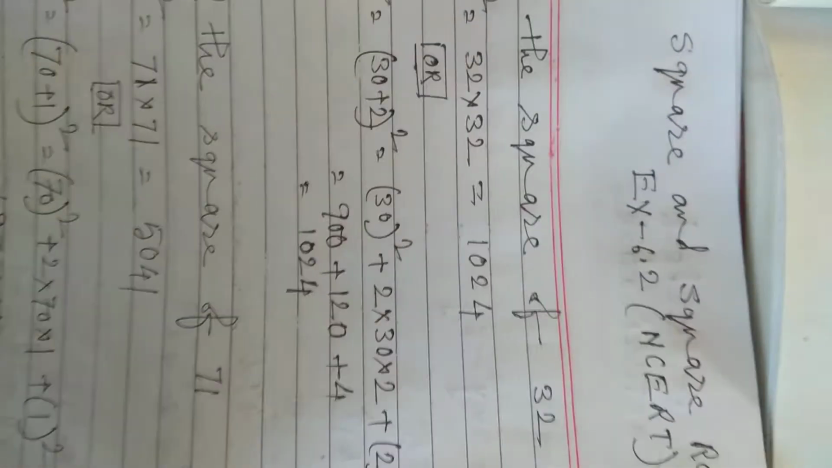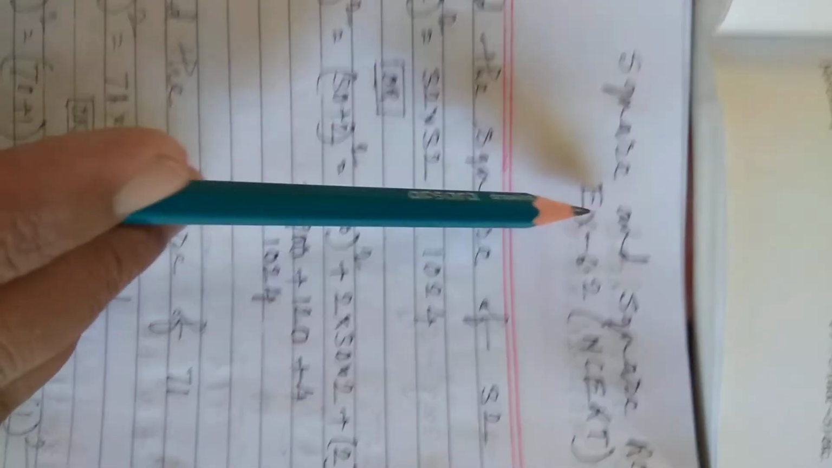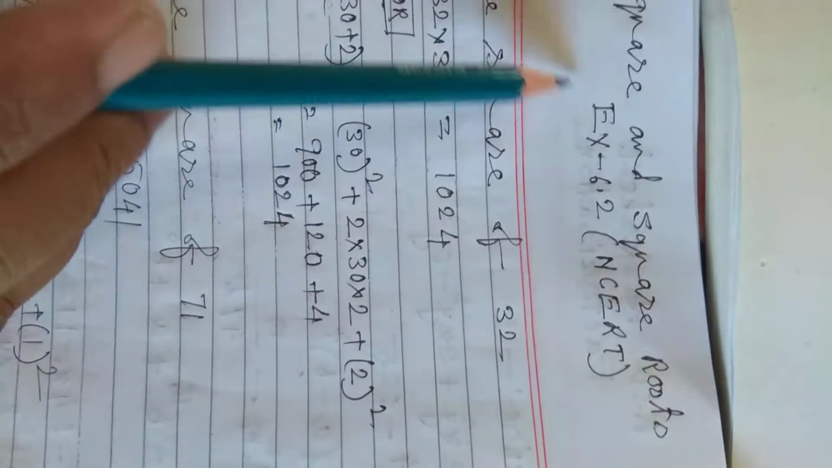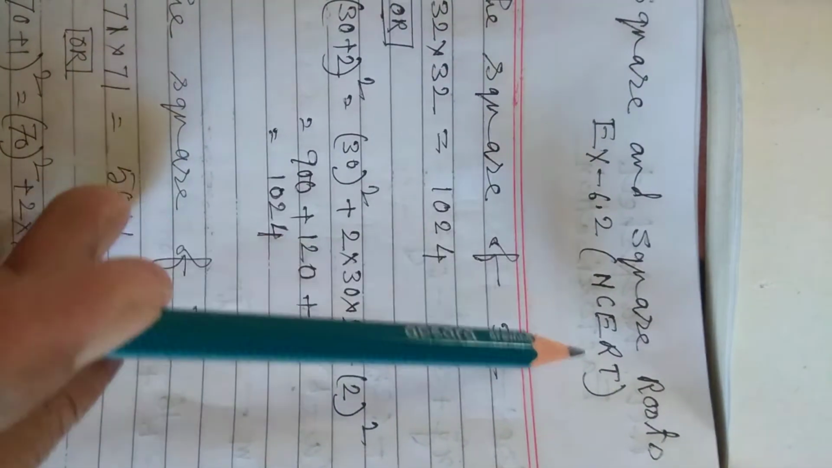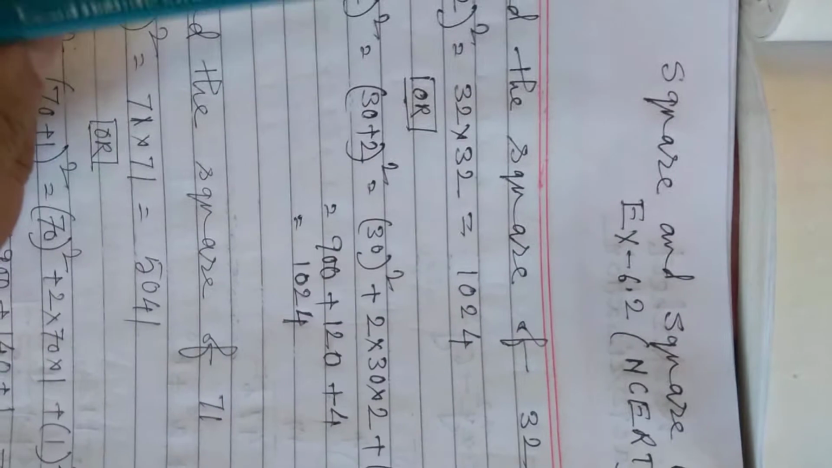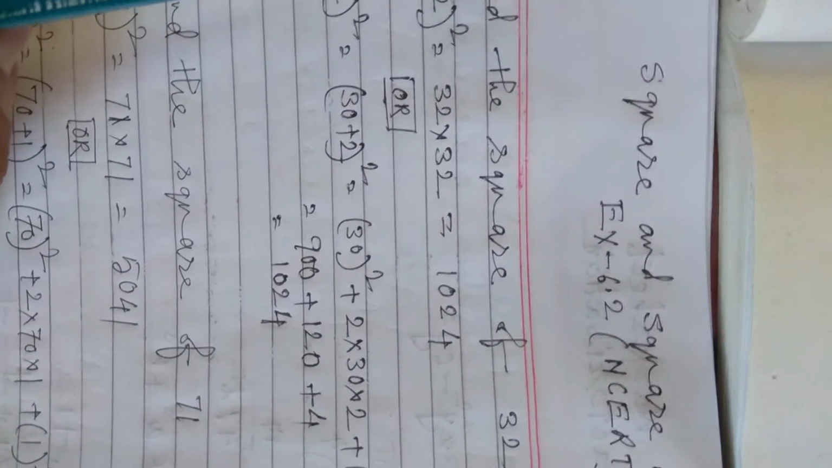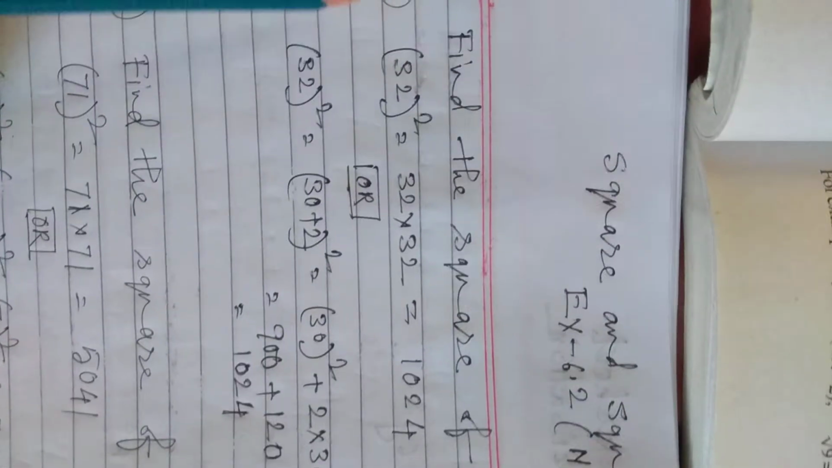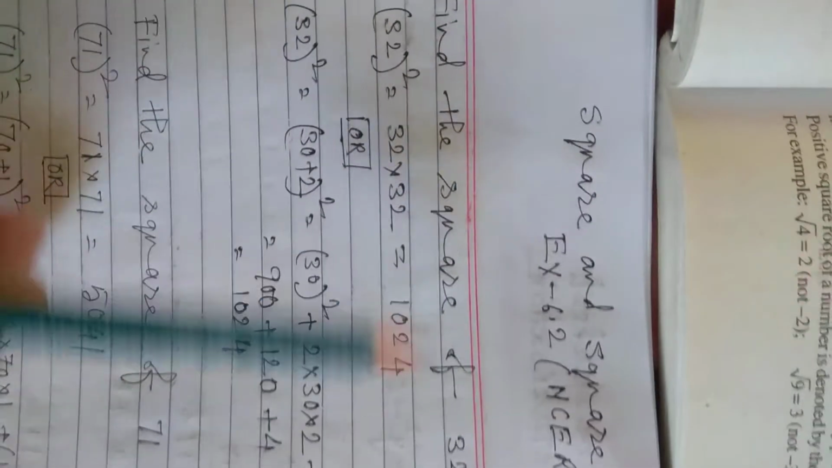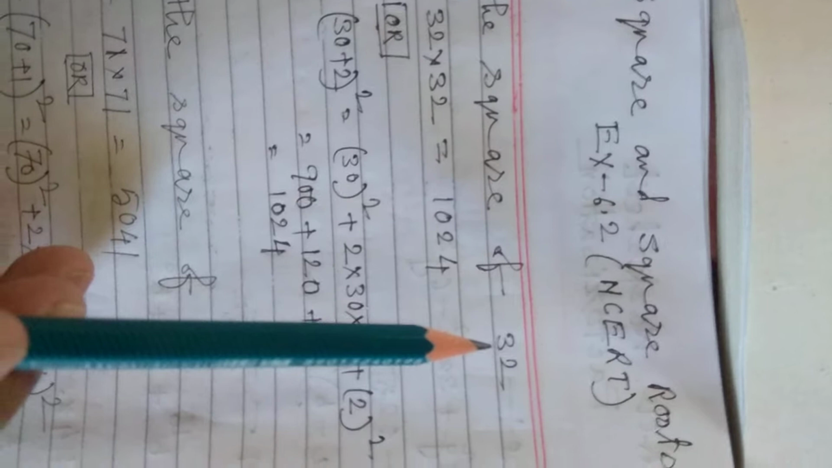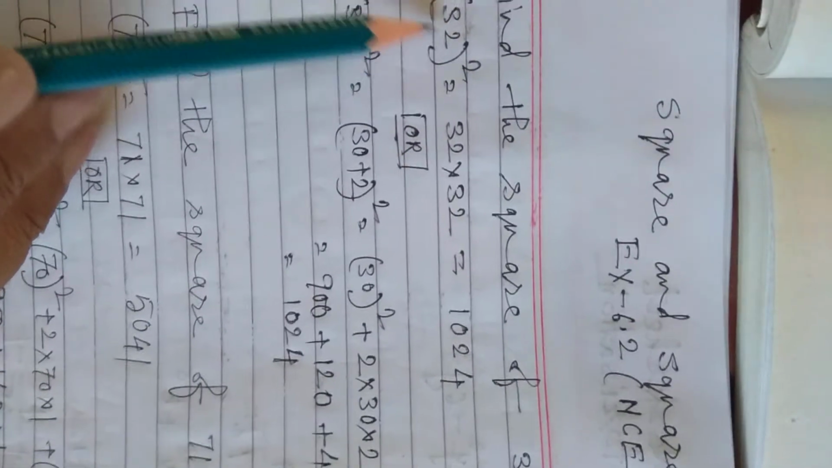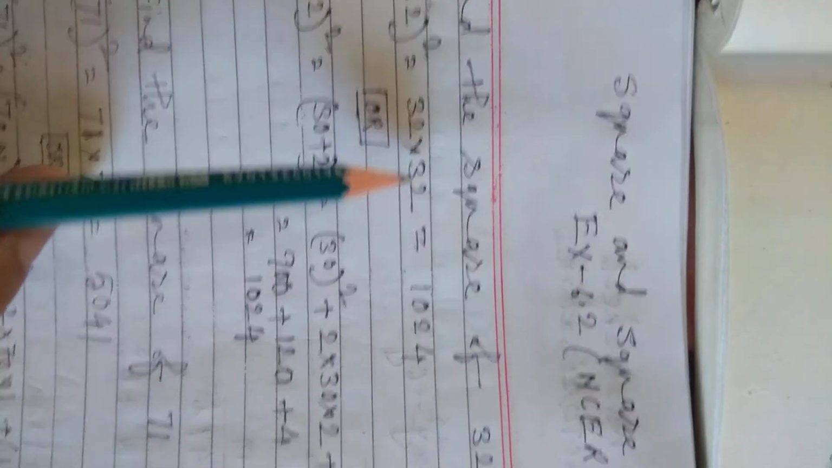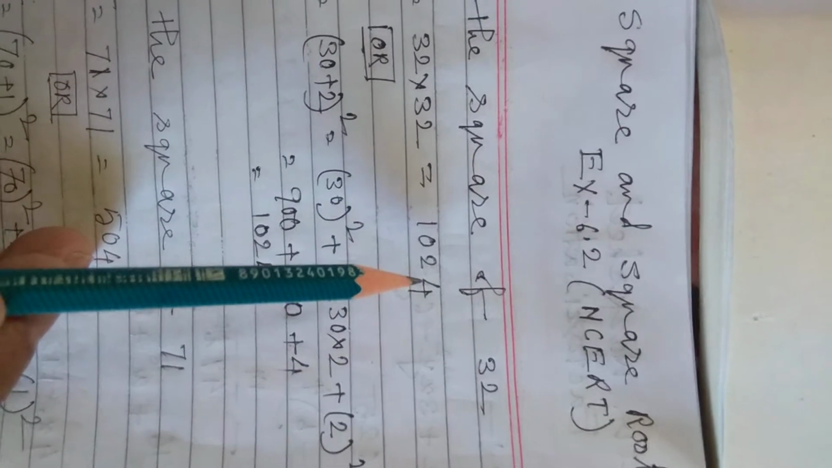Dear student, today's topic is squares and square roots, exercise 6.2 from NCERT. Question number 1. Find the square of the following numbers. Question number 1, Roman 1. Find the square of 32. So 32 square equal to 32 into 32 equal to 1024.